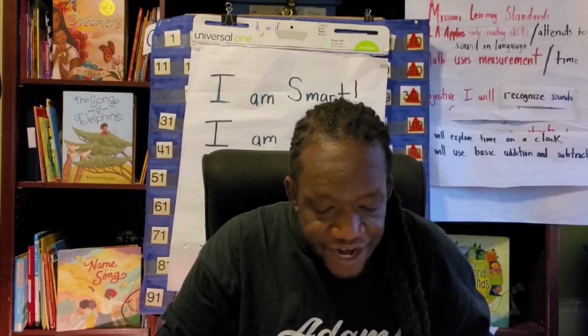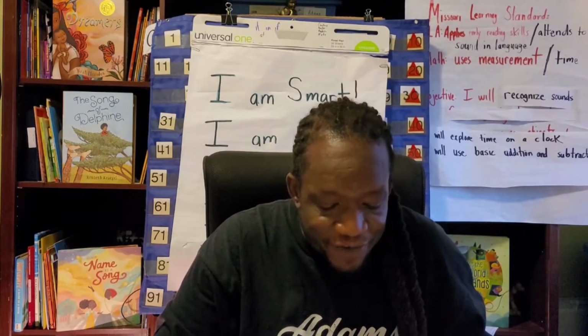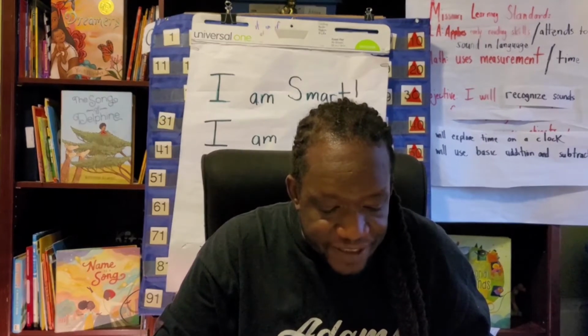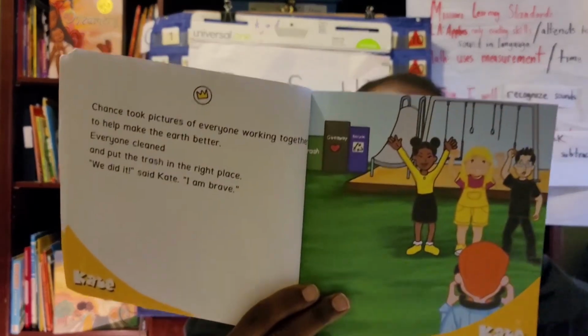Chance took pictures of everyone working together to help make the earth better. Everyone cleaned and put the trash in the right place. "We did it," said Kate. "I am brave."